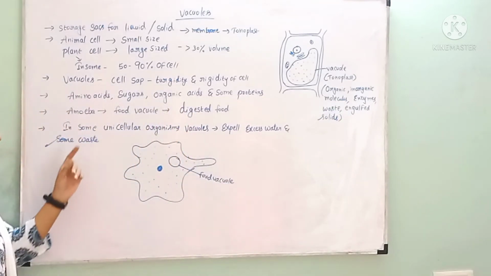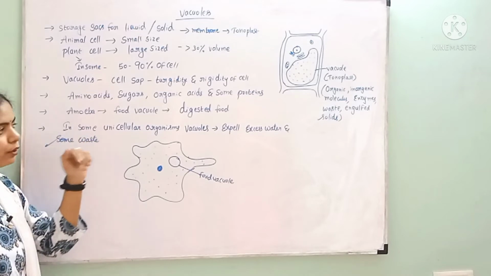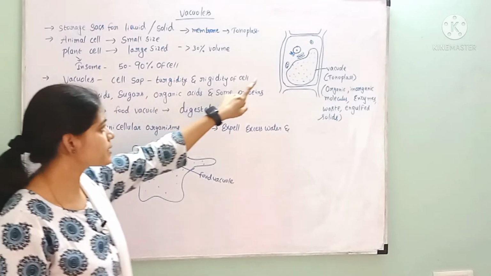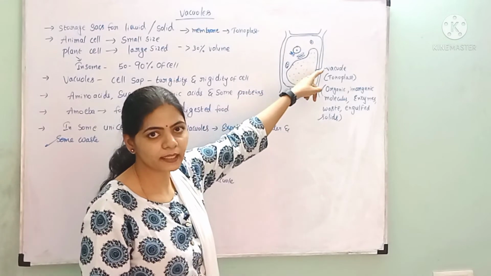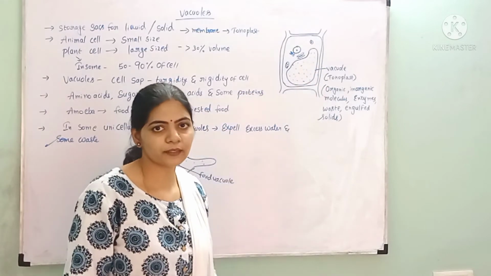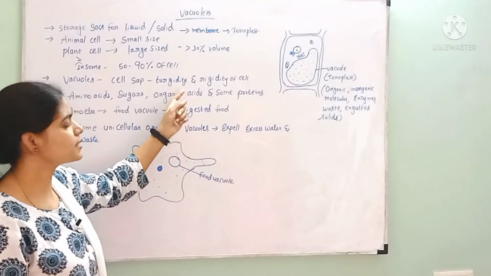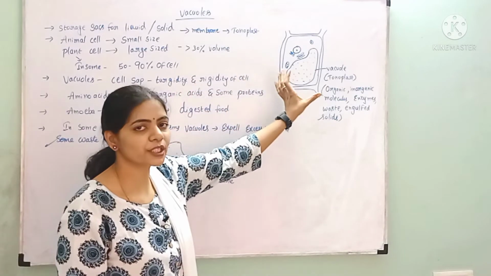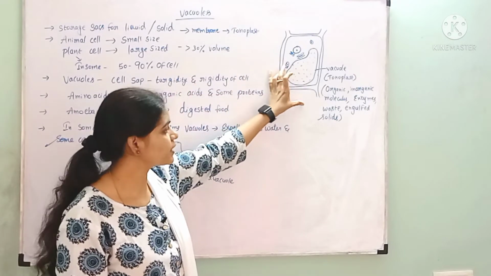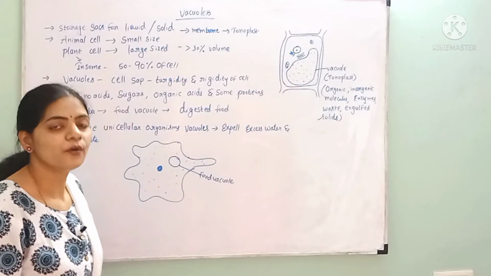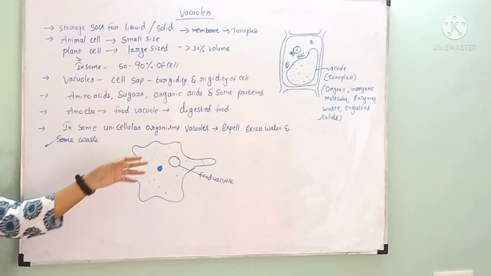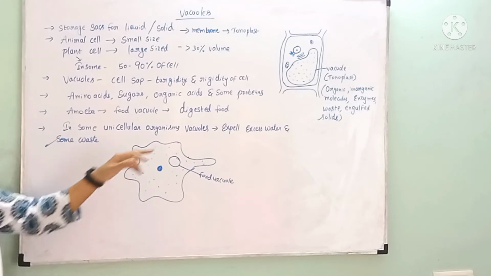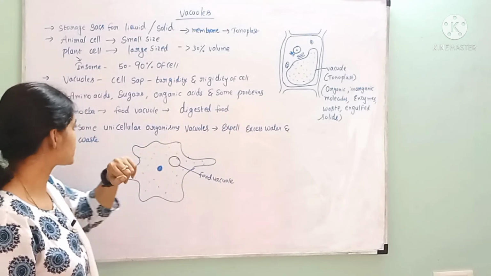The function of this vacuole is that it maintains internal pressure. It creates a pressure inside the cell. That pressure is called turgor pressure. It maintains the turgidity and rigidity of the cell. The rigidity of the cell is maintained by this vacuole. In addition to organic molecules, some proteins are also present.